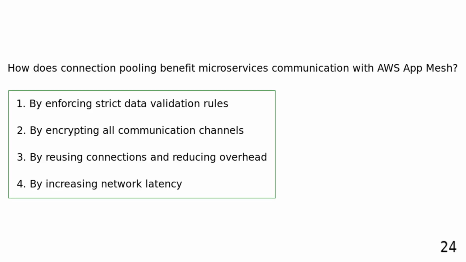How does connection pooling benefit microservices communication with AWS App Mesh? By enforcing strict data validation rules. By encrypting all communication channels. By reusing connections and reducing overhead. By increasing network latency.